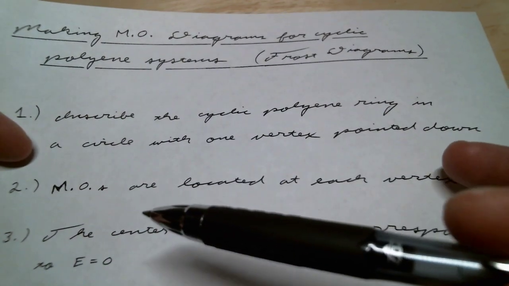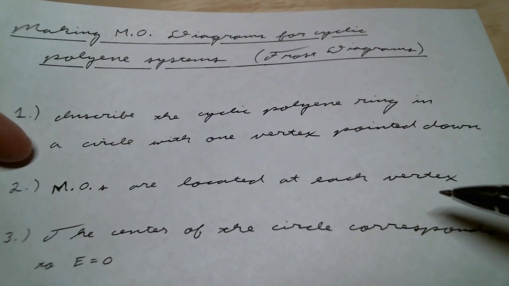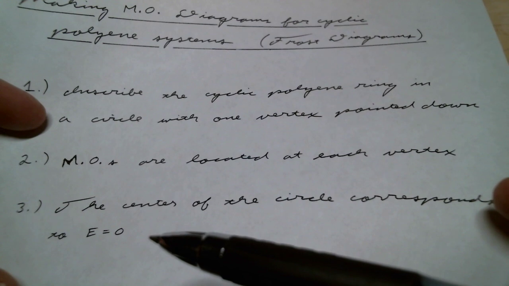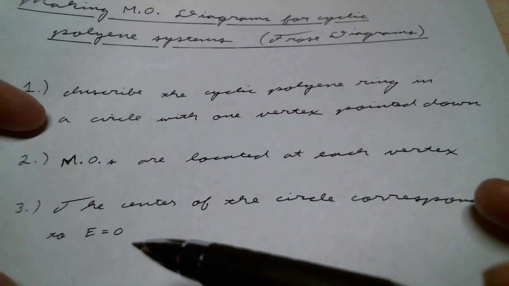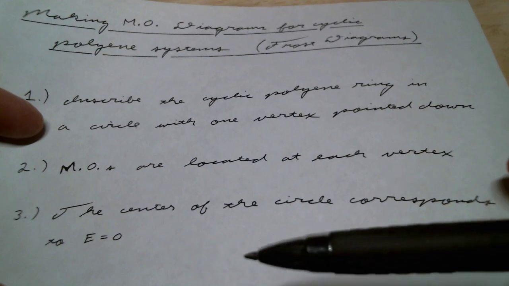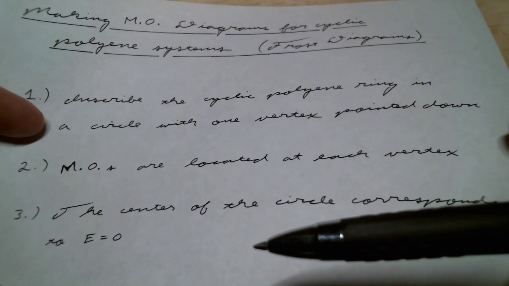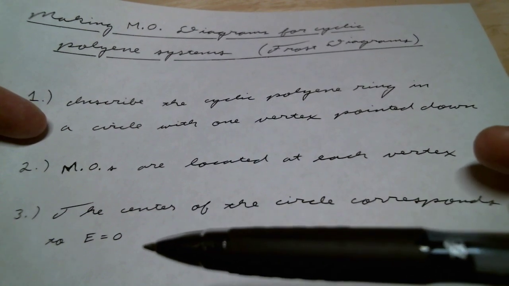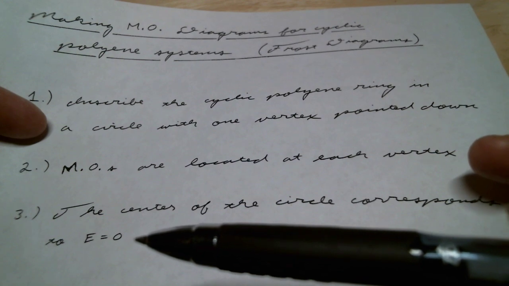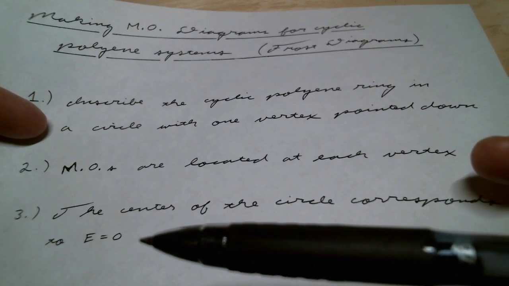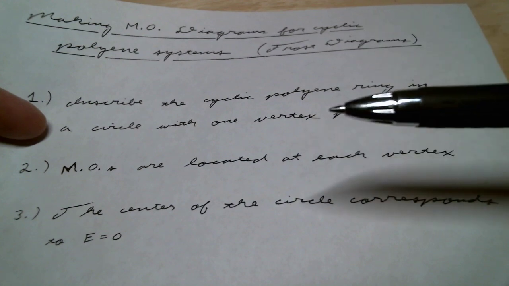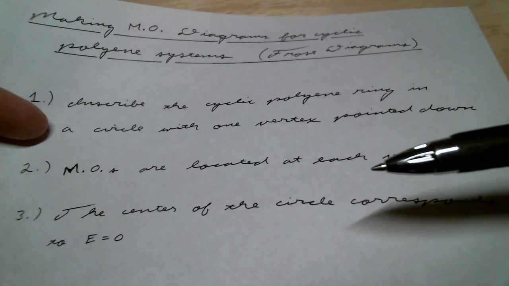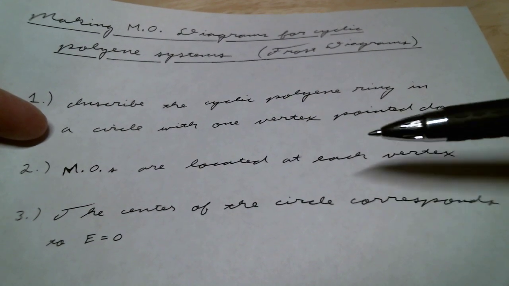Let's see. Rule 2, molecular orbitals are located at each vertex. Rule 3, the center of the circle corresponds to some sort of arbitrary energy equals 0 line. So in terms of having a bonding stabilization, you would want your molecular orbitals below that arbitrary energy equals 0 line. Molecular orbitals that fall above that line would make those electrons less stable than having them in that pattern.